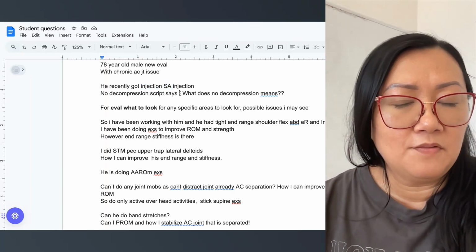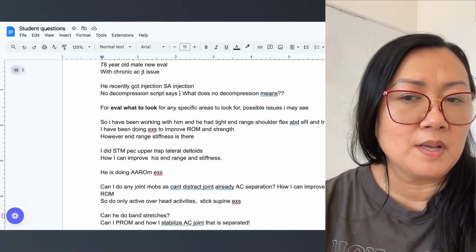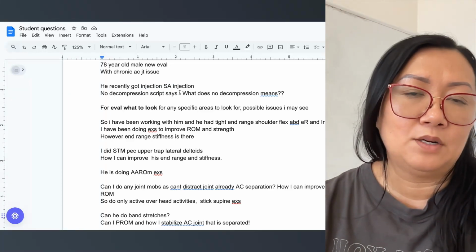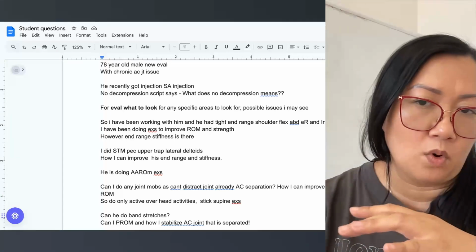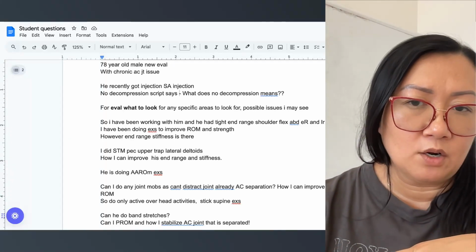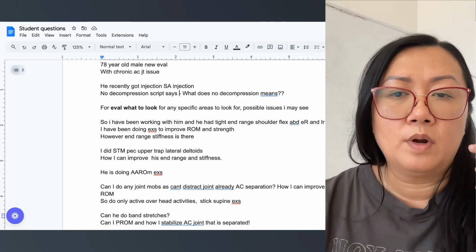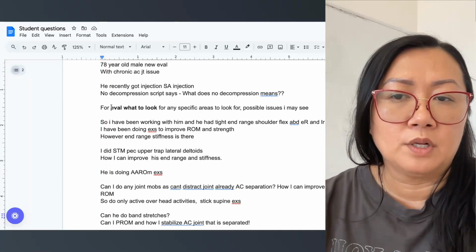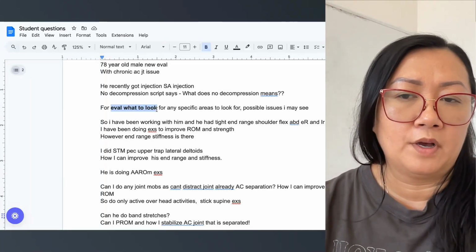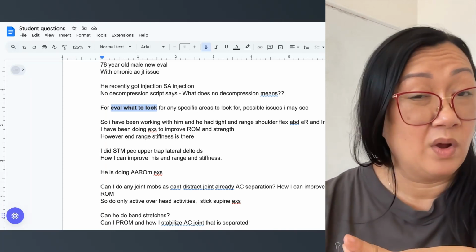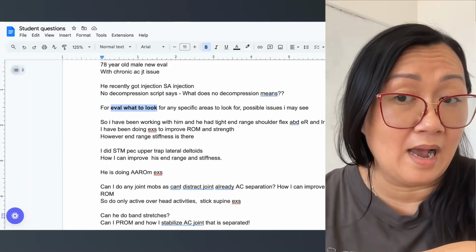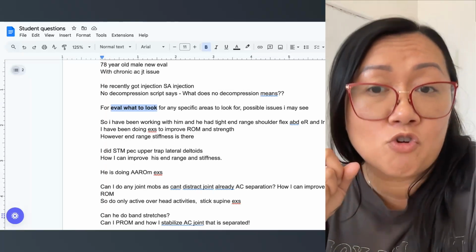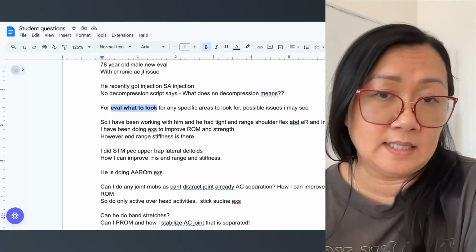To me, if they got an injection, it's usually because they had a lot of pain that they don't want to tolerate anymore. So once they get a cortisone injection, then in an evaluation, what am I looking for? In my evaluation, I want to know how many injections have you had, because that will tell me how chronic it is in its nature.